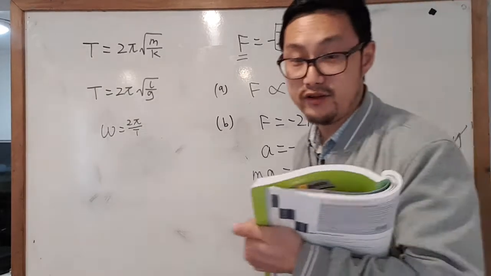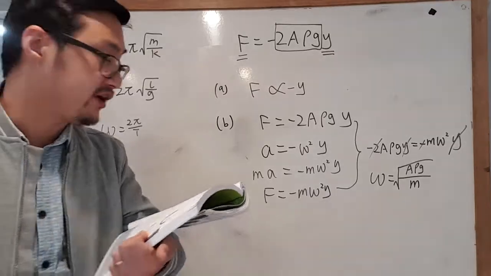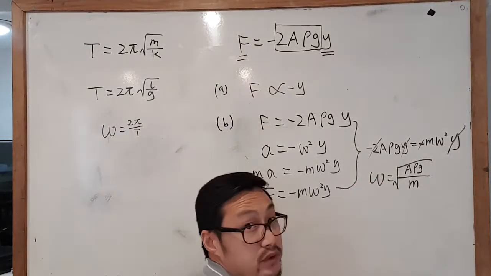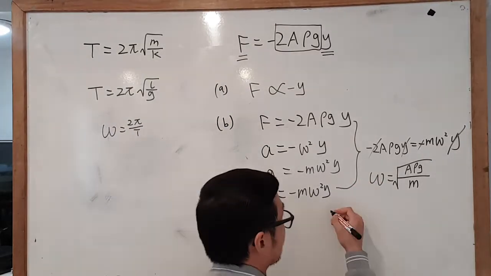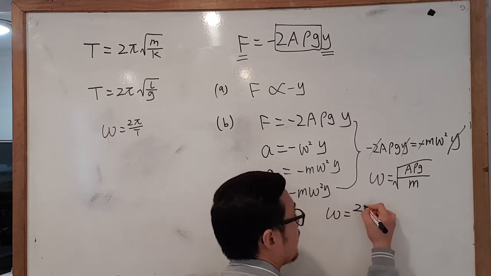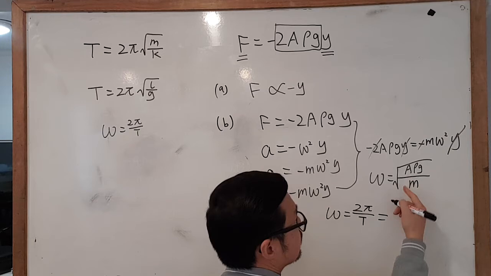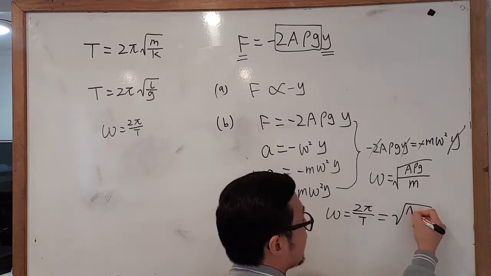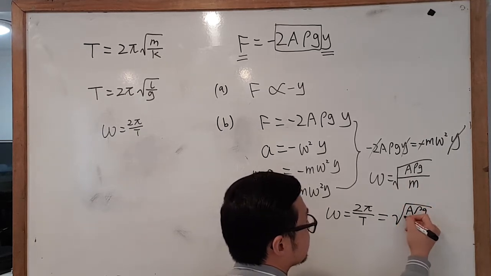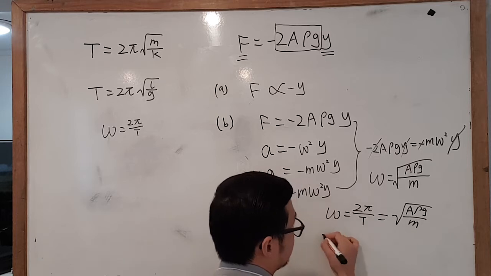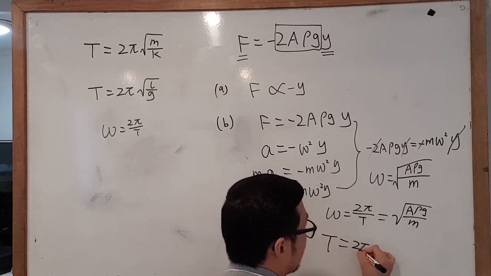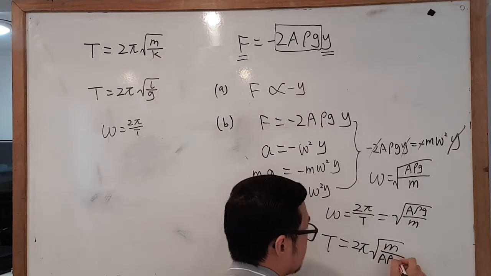Now it wants us to find the period, right? We've got omega. What is the relationship between omega and period? Omega equals 2 pi over the period. So that is going to equal the square root of 2A rho g divided by mass. So what is the period? Period equals 2 pi square root of m over 2A rho g.